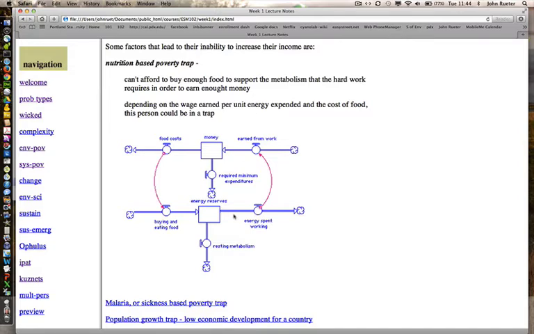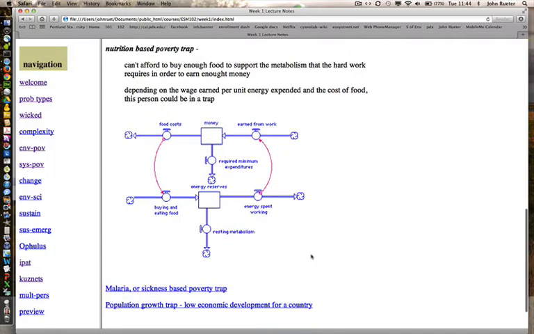It's a downward spiral, and I'm going to come back to this later in the course, but malaria, where you have sickness interfering with the workforce, and the population growth, we're going to talk about that next week, and demographics, that's also a downward spiral, where more population means less wealth per person, which means fewer opportunities.